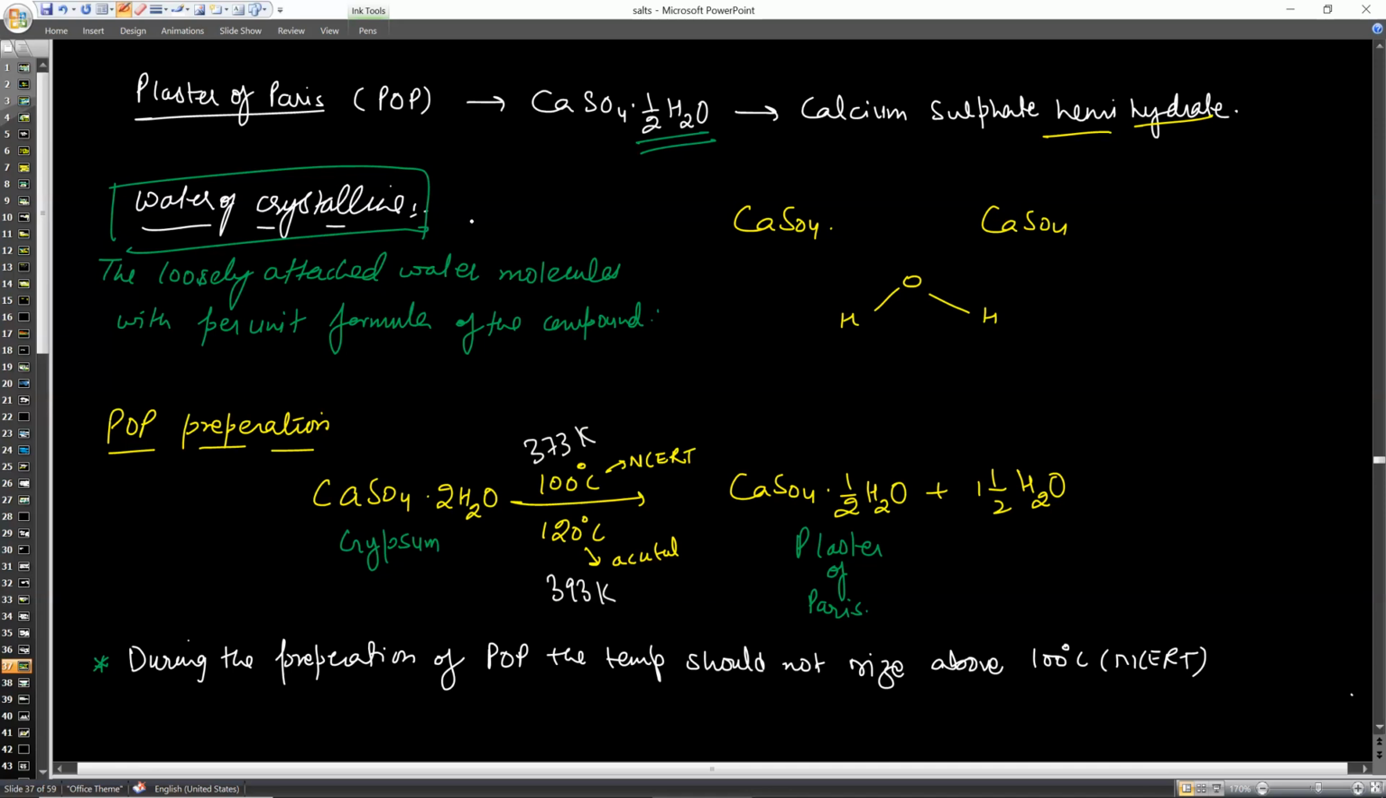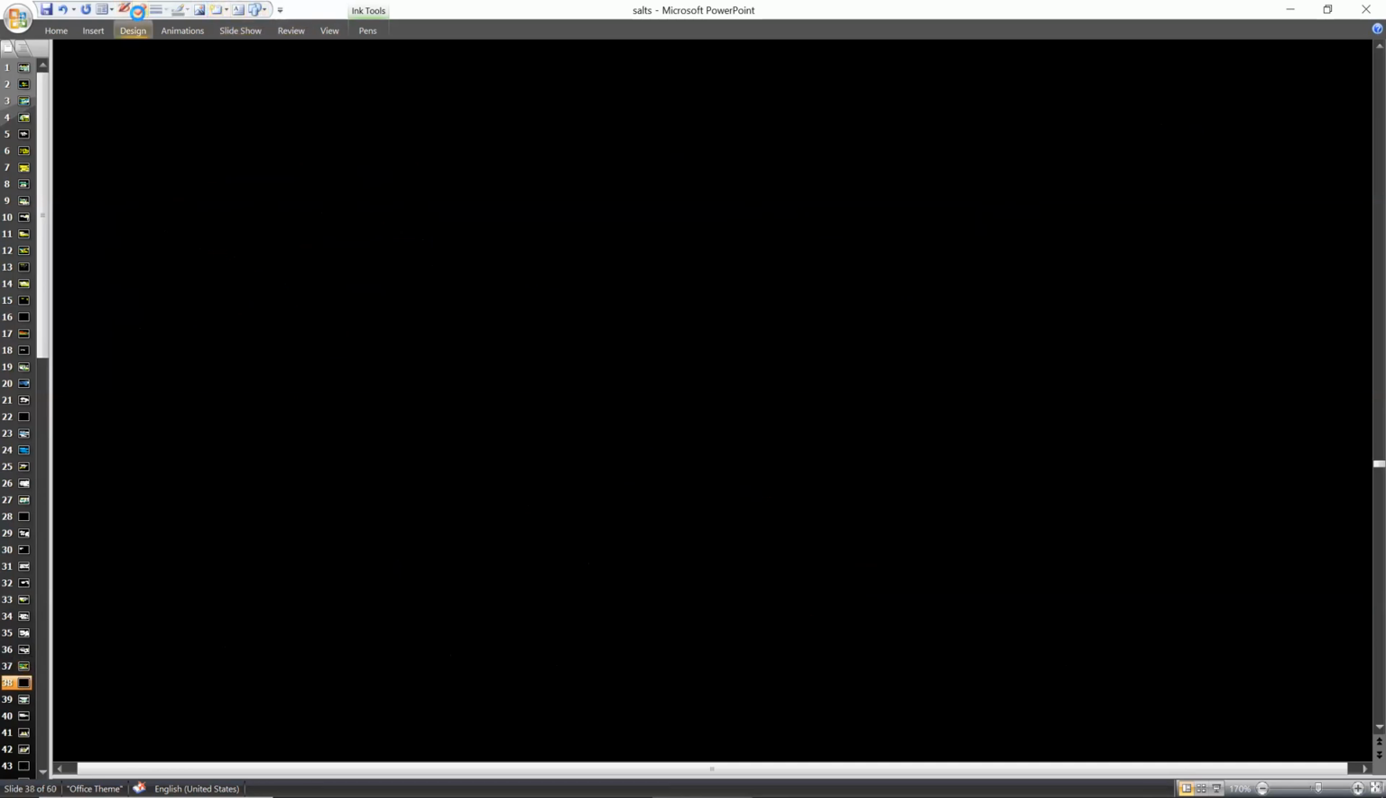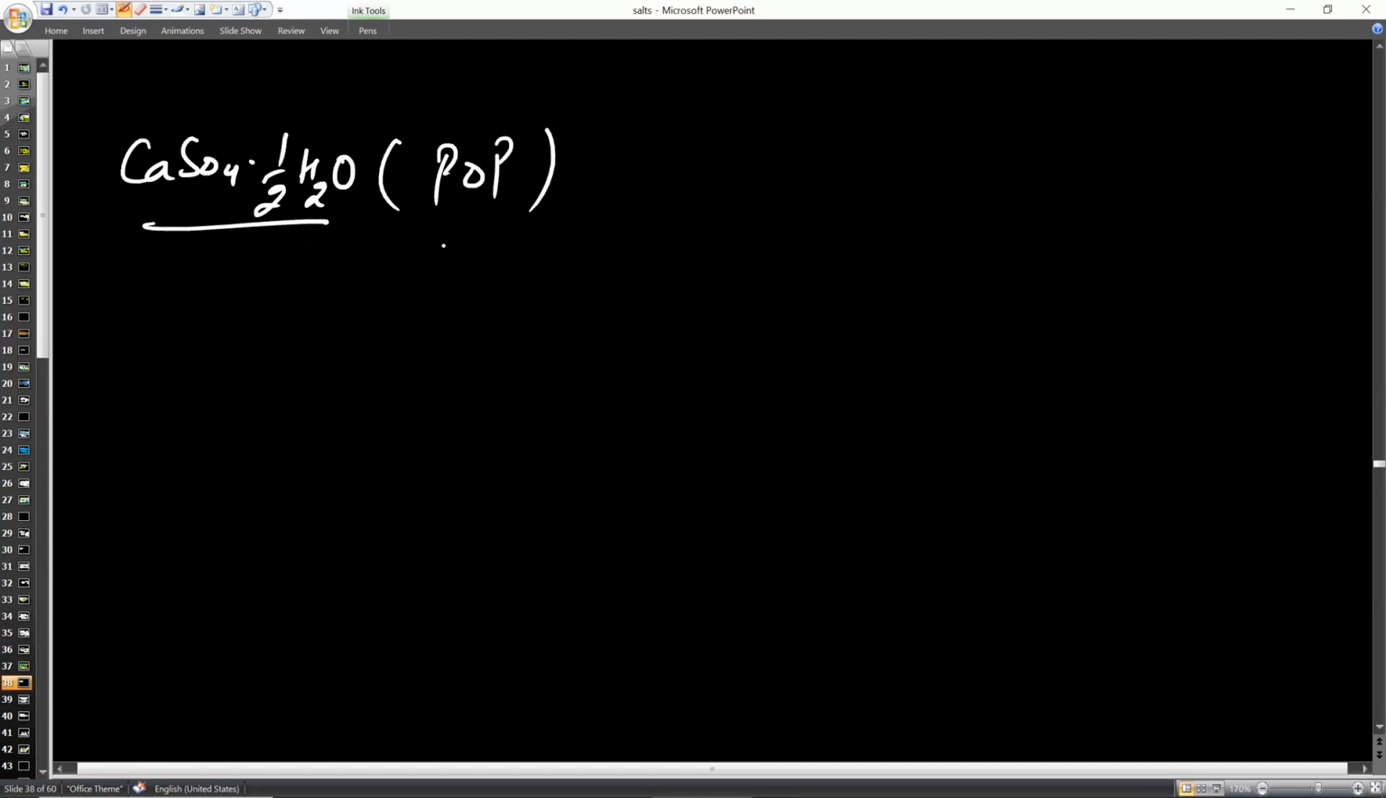Next is plaster of Paris. Plaster of Paris is POP, which is calcium sulfate hemihydrate, CaSO4 dot half H2O. This is POP, plaster of Paris. So how is it prepared?